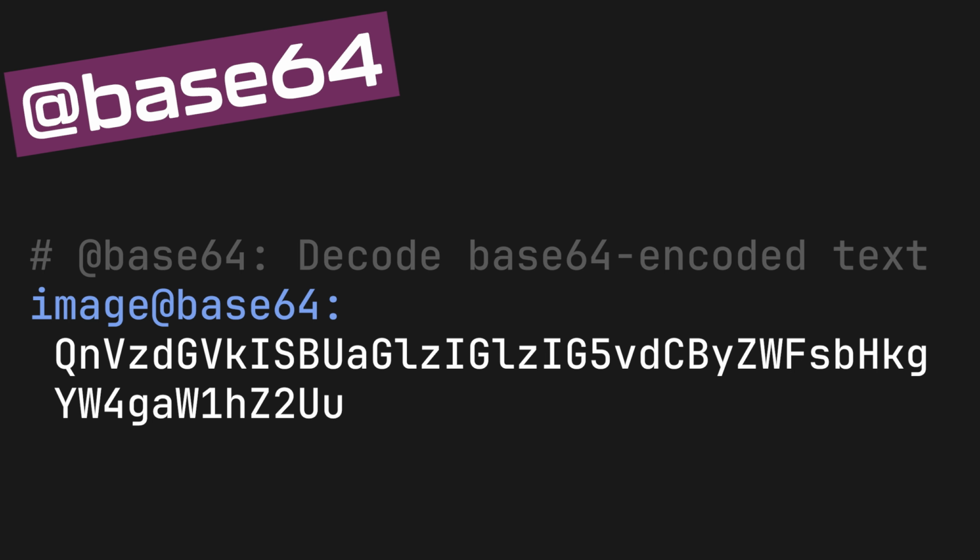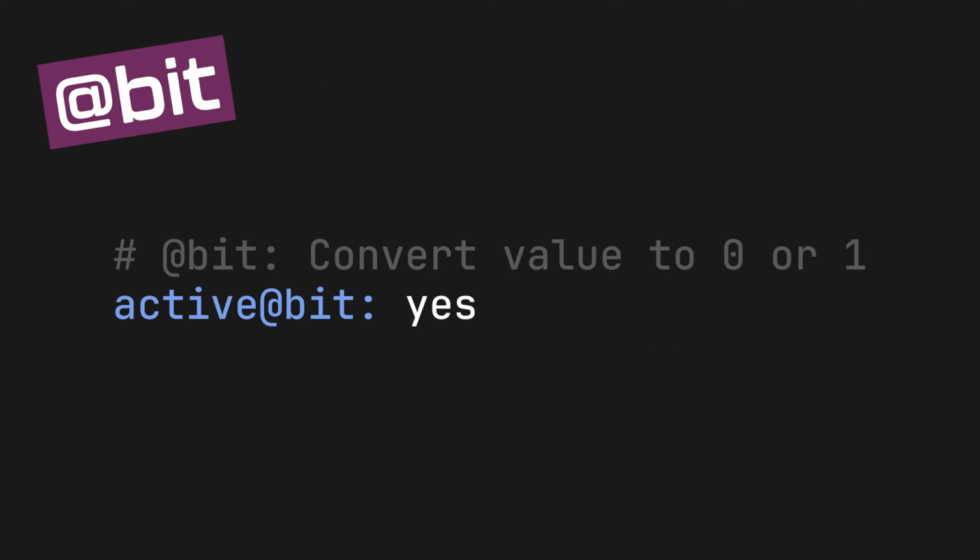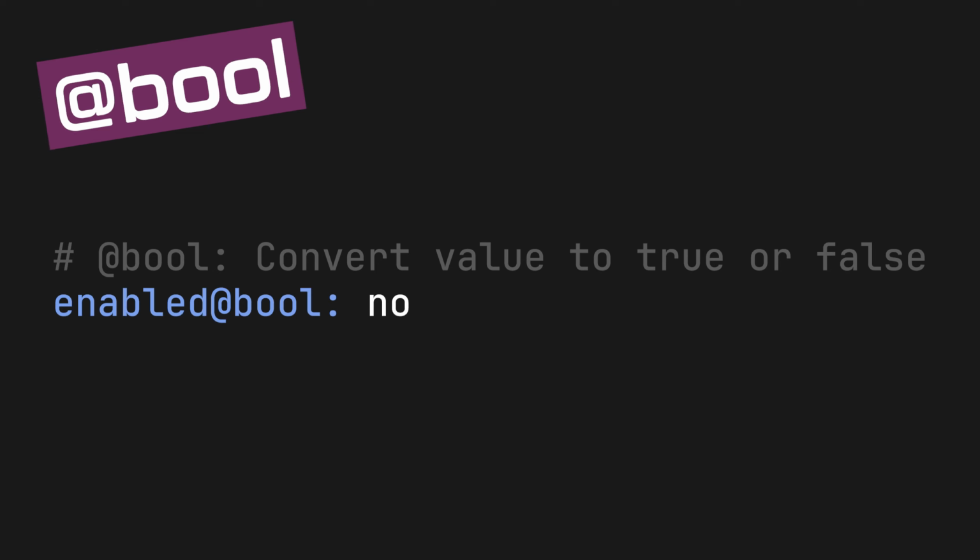@base64 converts a key's value from base 64 encoded text into binary. This is useful for raw bytes and images. @bit converts a key's value into a binary 0 or 1. For 0, the value can be 0, null, blank, false, off, no, or n. Any other value will return 1. @bool is the same as @bit, but for a false or true boolean. This is useful when sending data to a remote API that enforces data types in its schema.